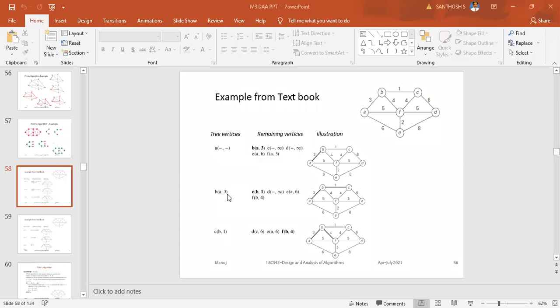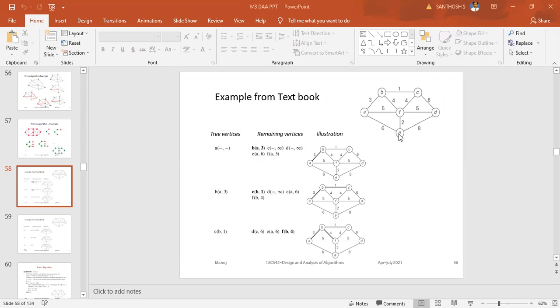From B, which are the reachable ones? Now which vertices are marked? A and B are marked. First is A, next to that B is added. Now from B you have to go with the remaining vertices. A is finished, B is finished, remaining are C, D, E, F. From B, which are reachable? C is reachable, so write B comma 1. Is D reachable from B? No, so write it as infinity.